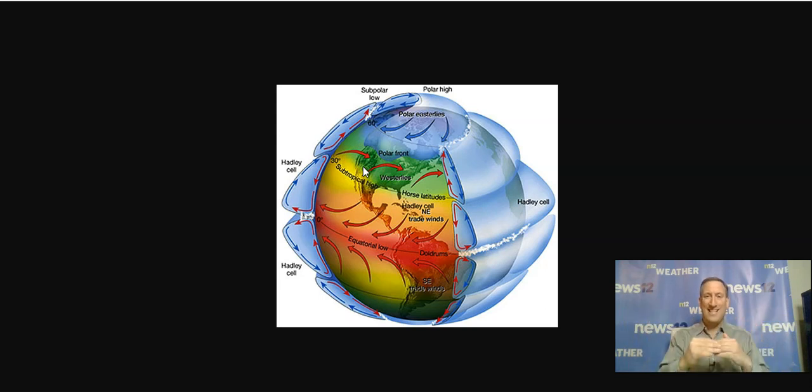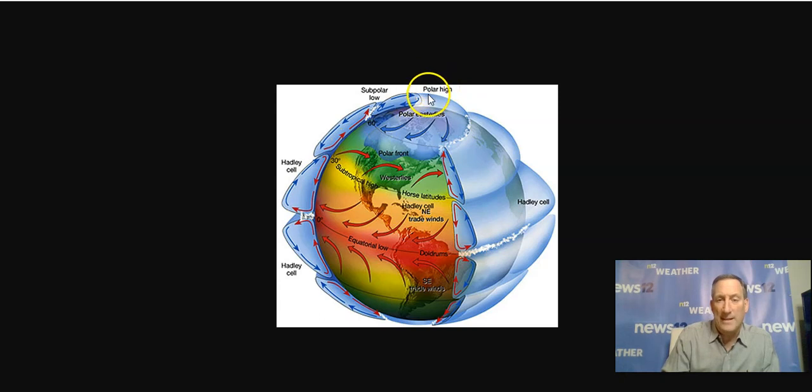Converging air at around 60 degrees north, converging air at the equator, diverging air, this is all at the surface, diverging air at the North Pole, and 30 degrees north and 30 degrees south. So notice the blue arrows, that's cold air, the red arrows, warm air. So you have air constantly rising, converging and diverging.